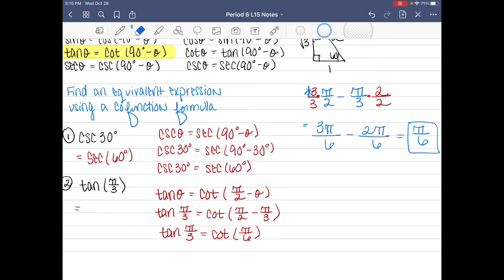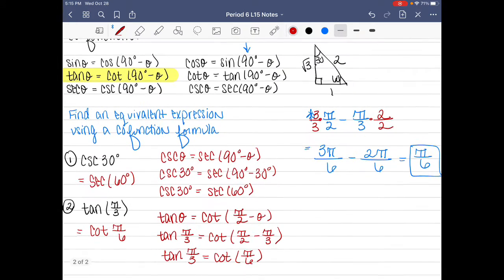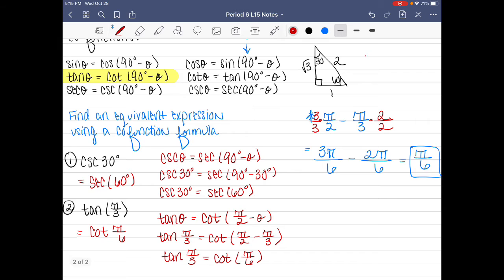And then once again, if you don't believe me, let's take a quick look and a quick check, right? So tangent of pi over 3 is 60 degrees. So let's do tangent of 60 degrees over here. And tangent is opposite over adjacent. So opposite over adjacent is root 3. And then let's check cotangent of pi over 6. That'd be cotangent of 30 degrees. And that's going to be adjacent over opposite.